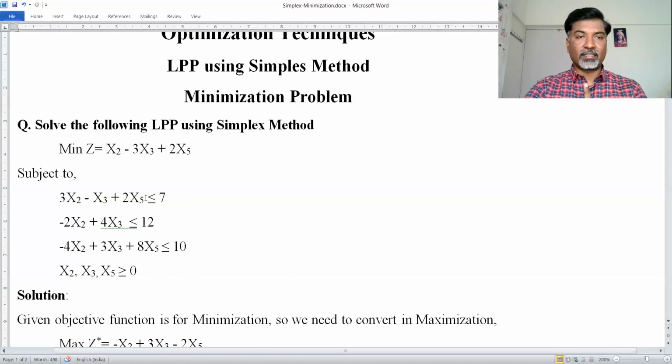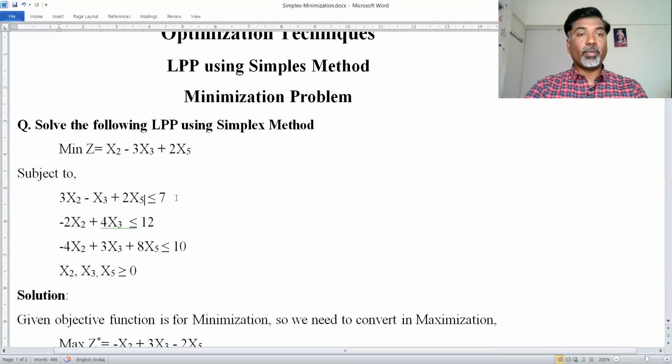In these constraints, we see that the equation is not an equality: the left hand side has a value less than the right hand side value. We can identify this with the help of the less than or equal to symbol, which indicates that in the constraint equations, the LHS is less than or equal to the right hand side value.